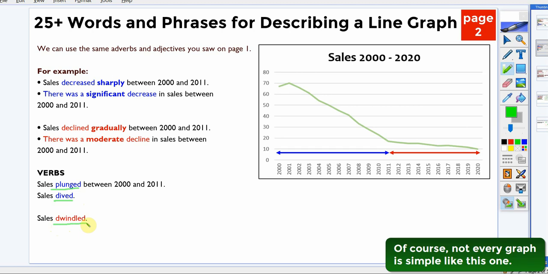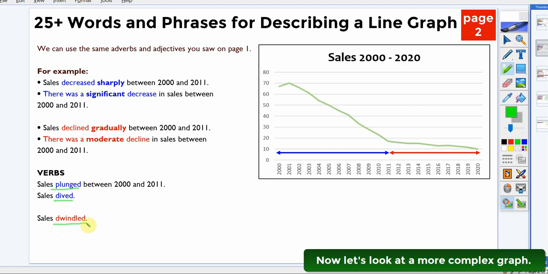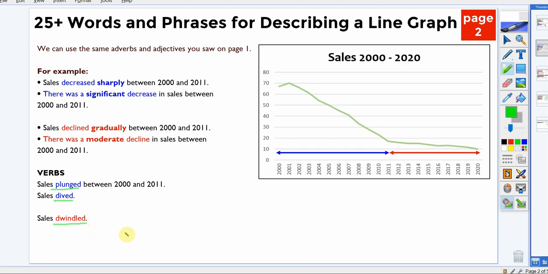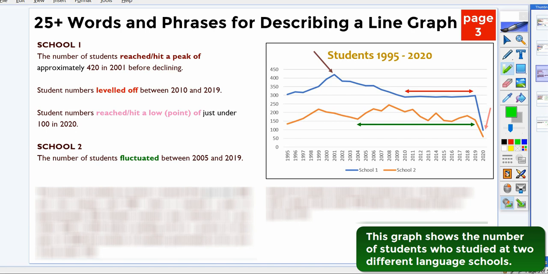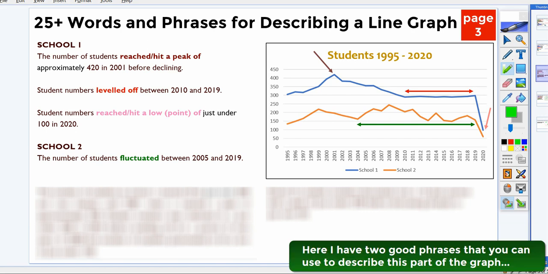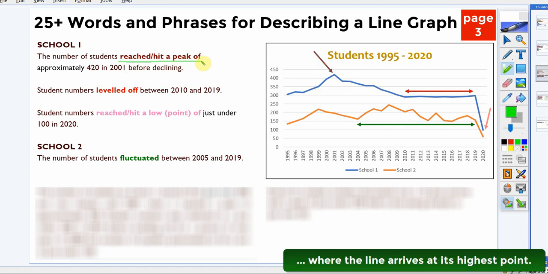Of course, not every graph is simple like this one. Now let's look at a more complex graph. This graph shows the number of students who studied at 2 different language schools. Here I have 2 good phrases that you can use to describe this part of the graph, where the line arrives at its highest point.